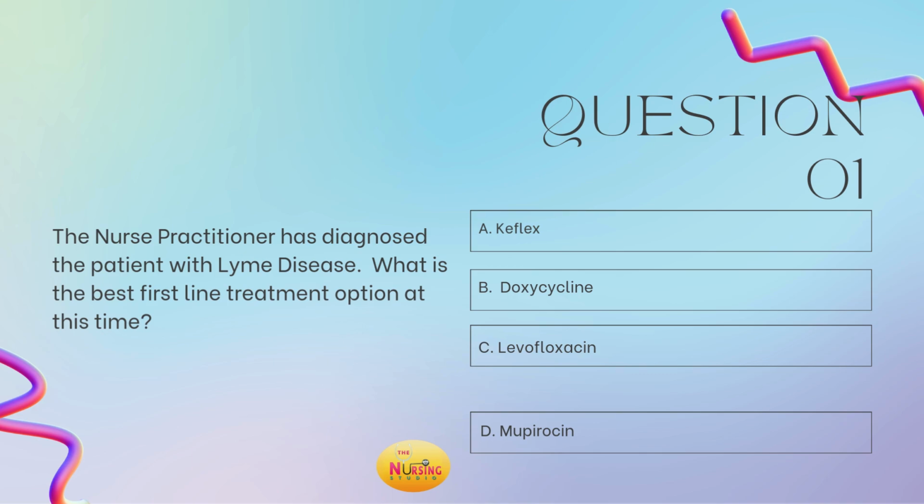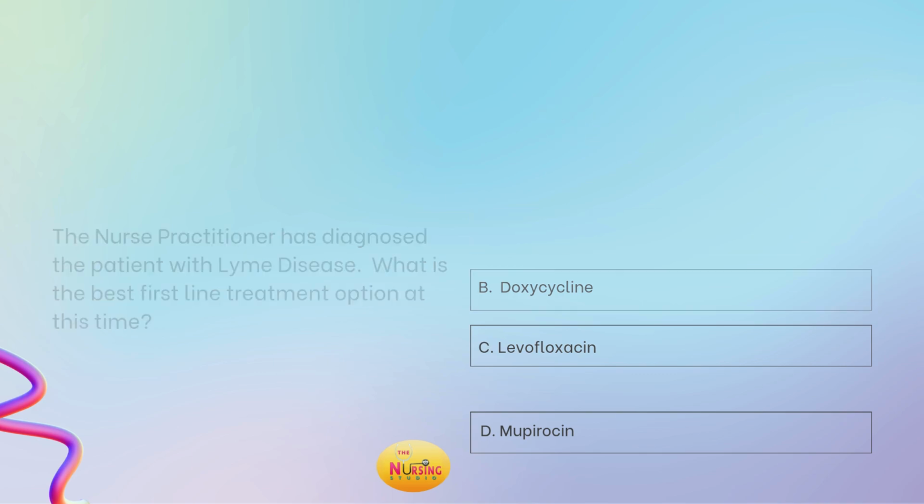And so, first line therapy for Lyme disease is doxycycline. Now, you can use doxycycline or amoxicillin for Lyme disease as first line therapy, but they always categorize doxycycline as the top of those options, okay?